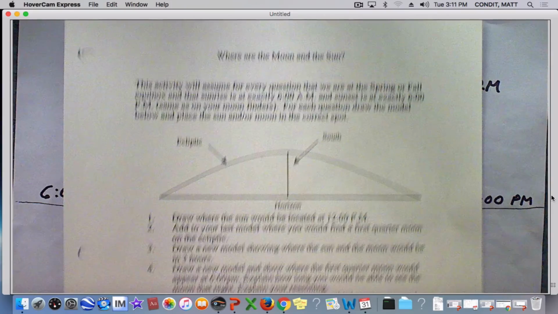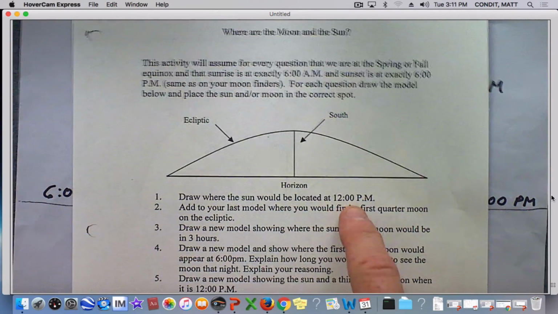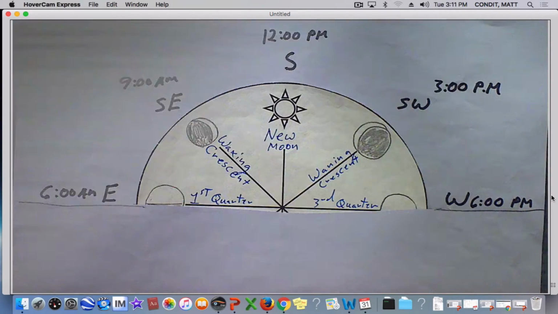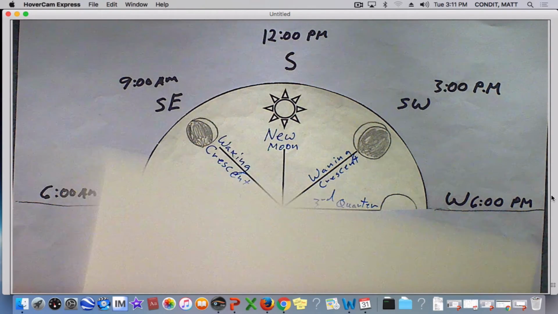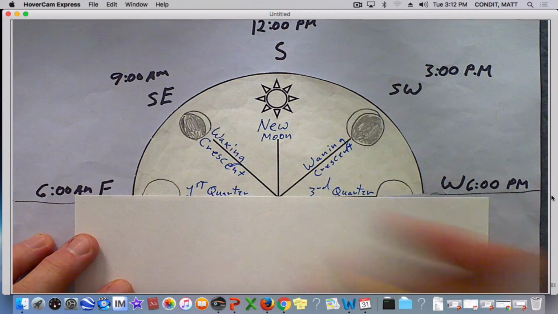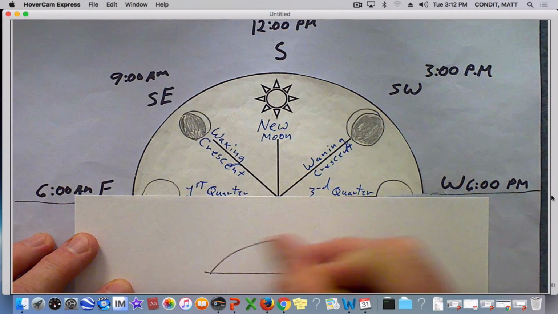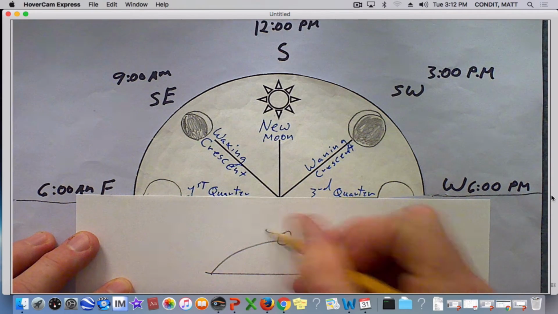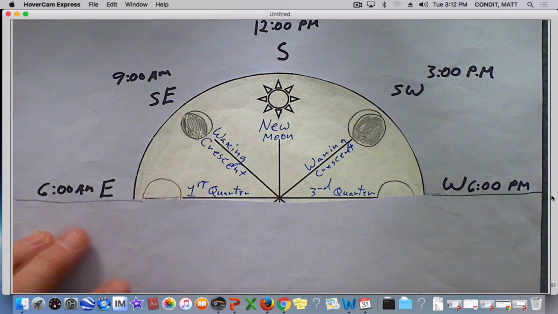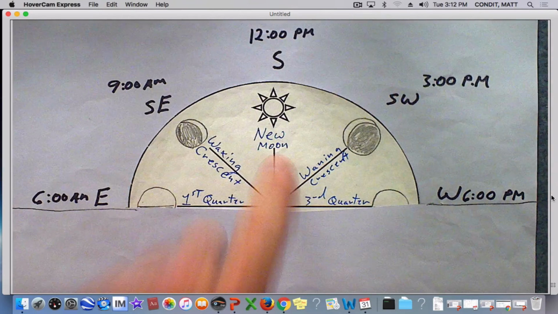This one says, draw where the sun would be located at 12 p.m. Well, all we have to do is look at our moon finder, and if I draw an ecliptic right here down below, there's a quick ecliptic, and there is where the sun is at 12 p.m., just like you see it on your moon finder.